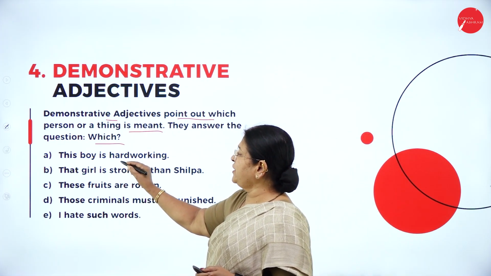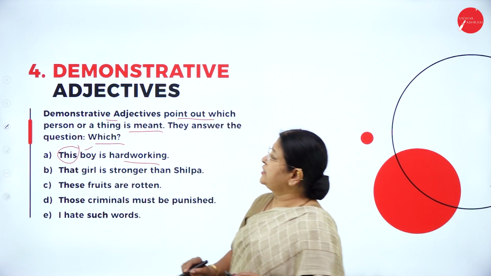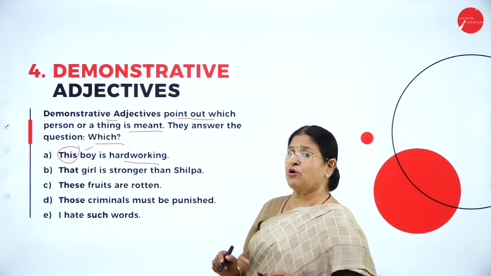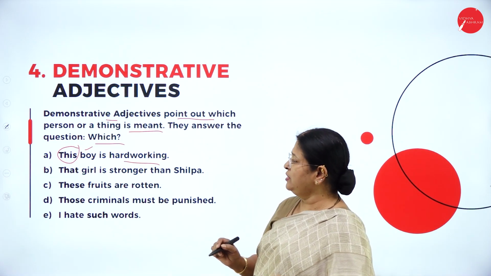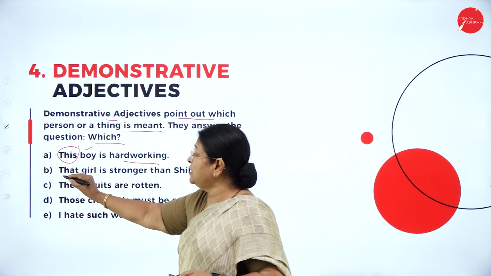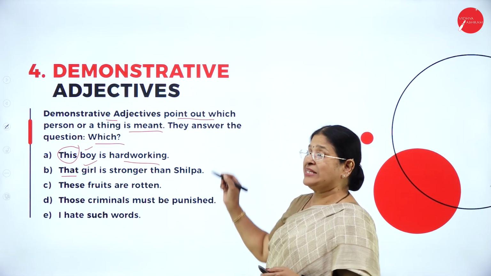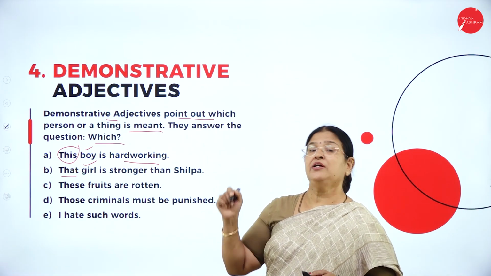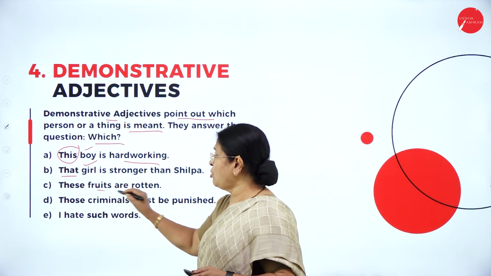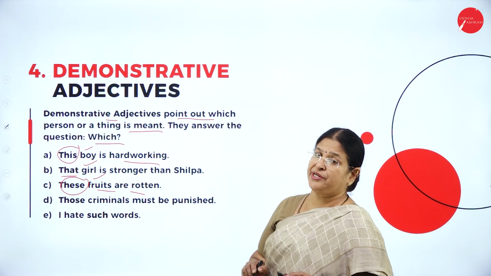For example, this boy is hardworking. Which boy is hardworking? This boy is hardworking. So the demonstrative adjective in the sentence 'this boy is hardworking' is this. Moving on to the second example, that girl is stronger than Shilpa. Which girl is stronger than Shilpa? That girl. So here that is the demonstrative adjective. A sentence will be given where you need to identify the type of adjective. These fruits are rotten. Which fruits are rotten? These fruits. So these is the demonstrative adjective.